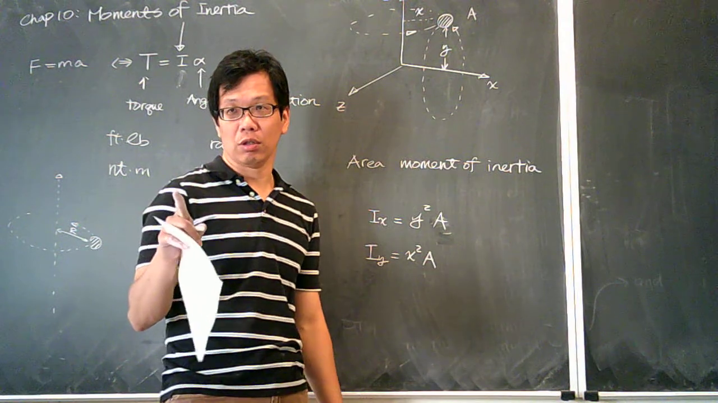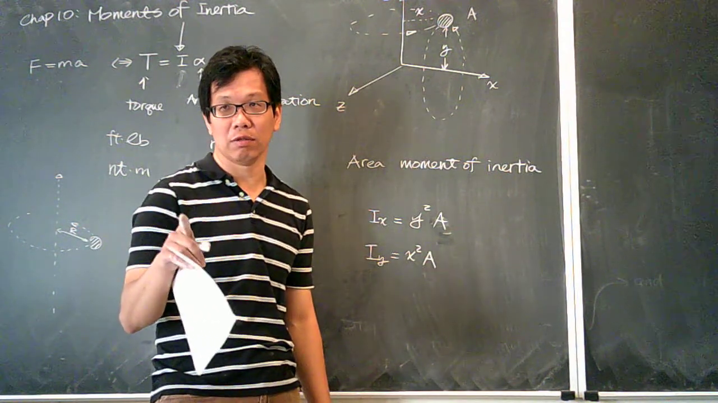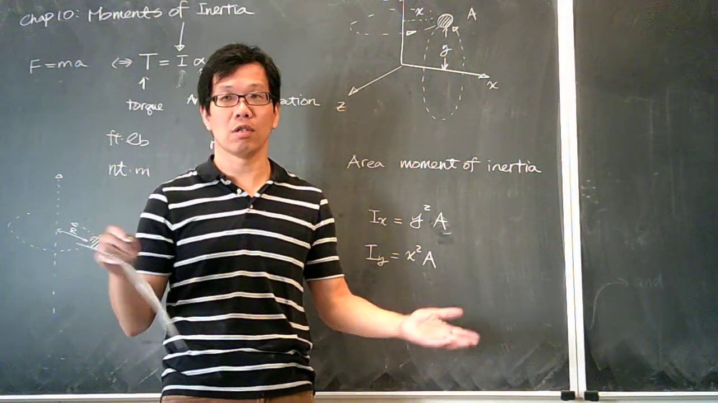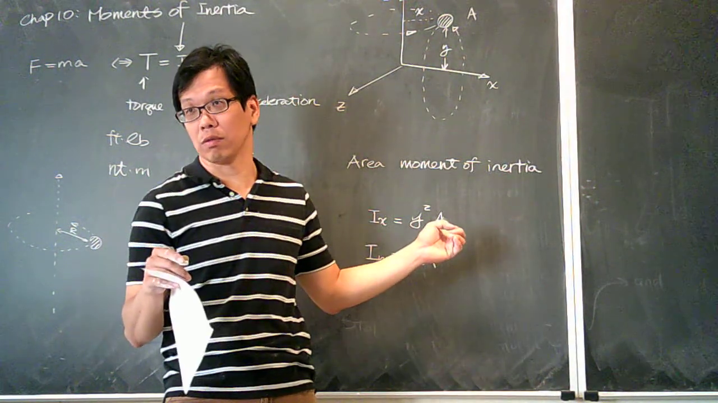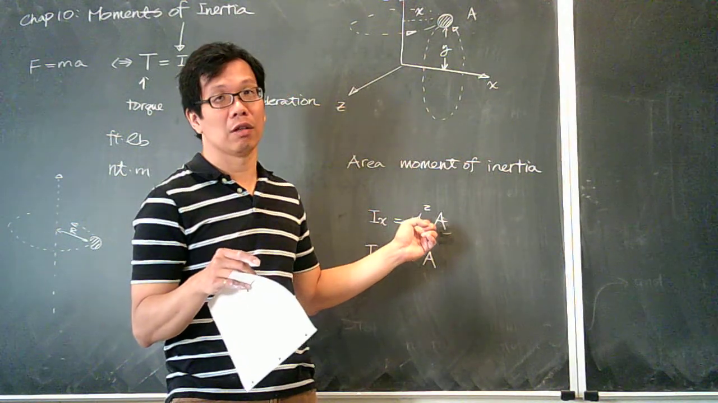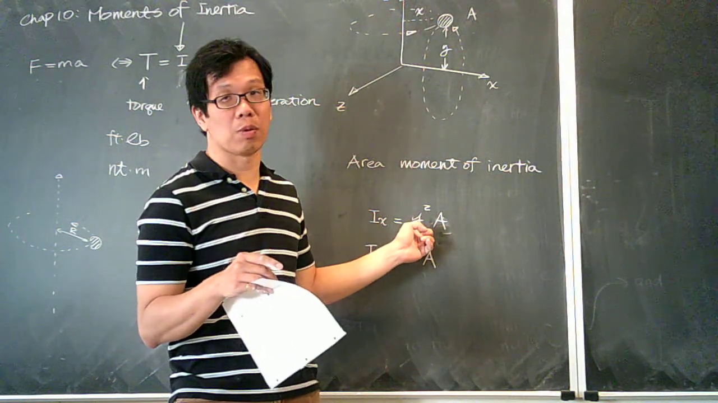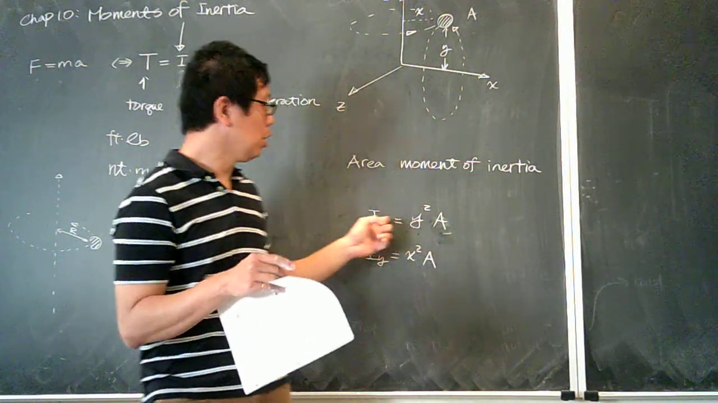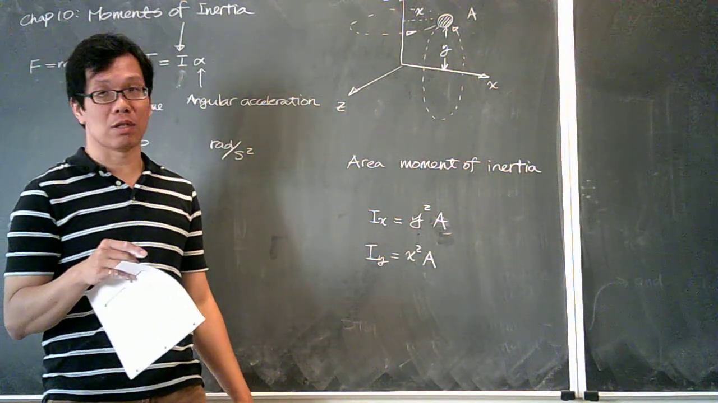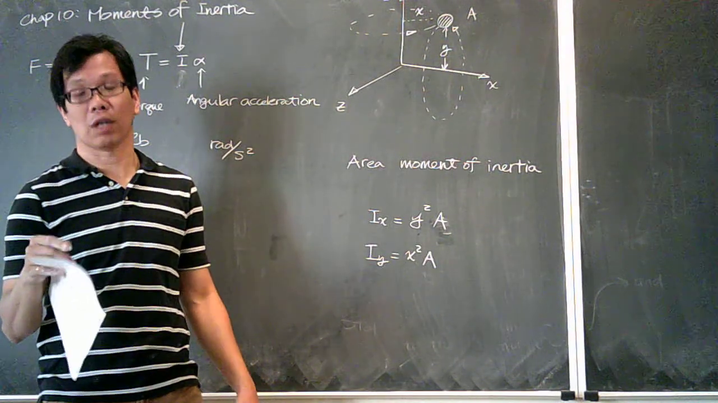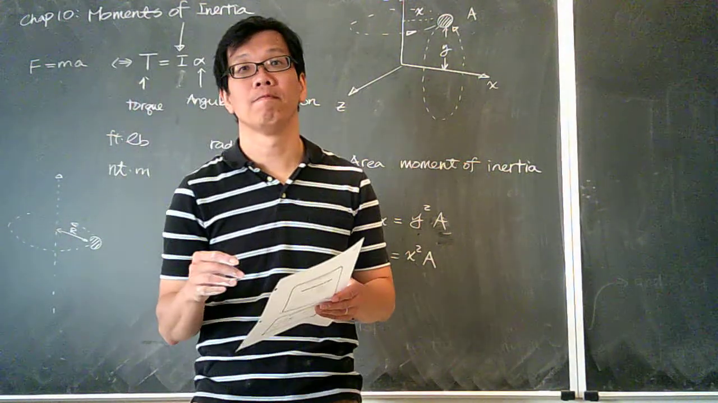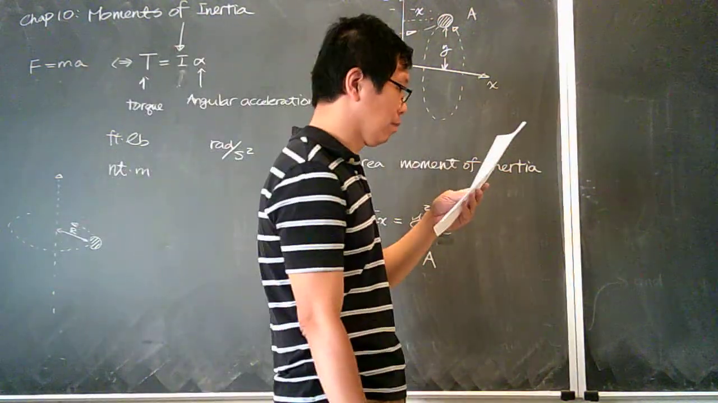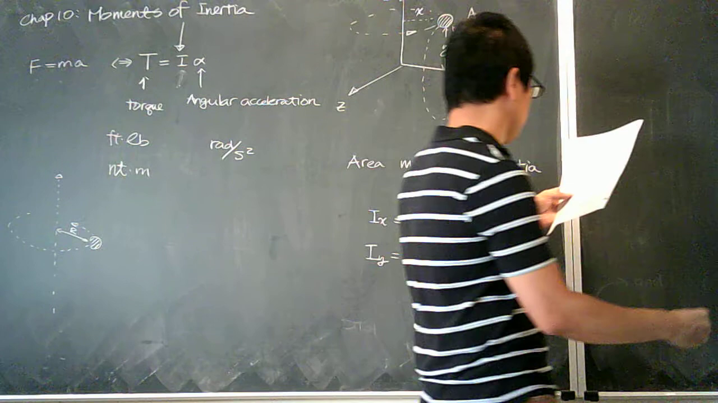Let me ask you a question: is it possible for you to get a negative moment of inertia? It's not possible, because your area is always positive, and you multiply that by the distance squared, which is always positive as well. So if you multiply those two properties together, your moment of inertia is always positive. Okay? Does that make sense to everybody?